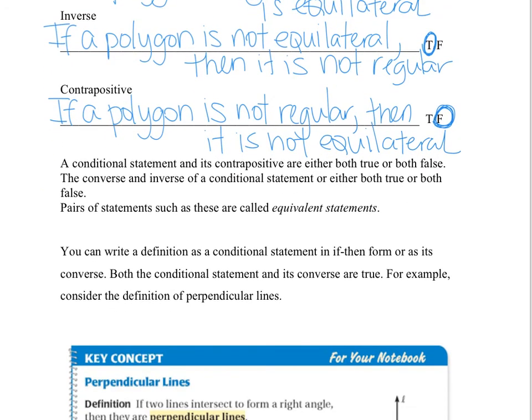So if you take note, our conditional statements and our contrapositives were either both true or both false. So they went together. And the converse and the inverses of that conditional statement were both true or false. Okay? When we have pairs of statements like these, they are called equivalent statements.